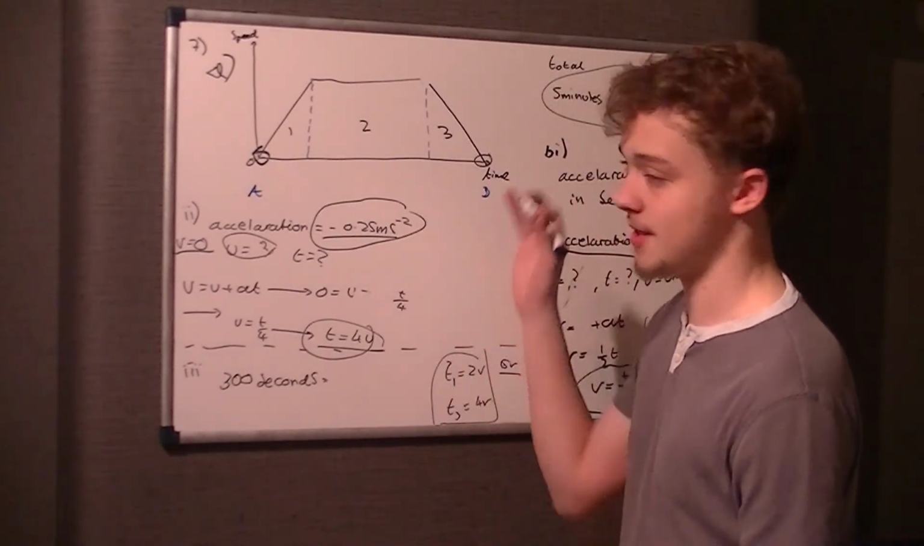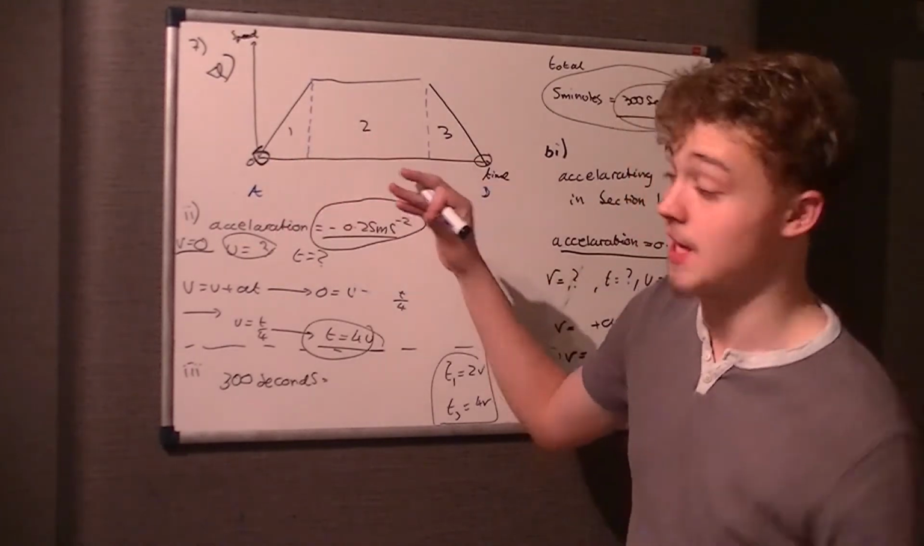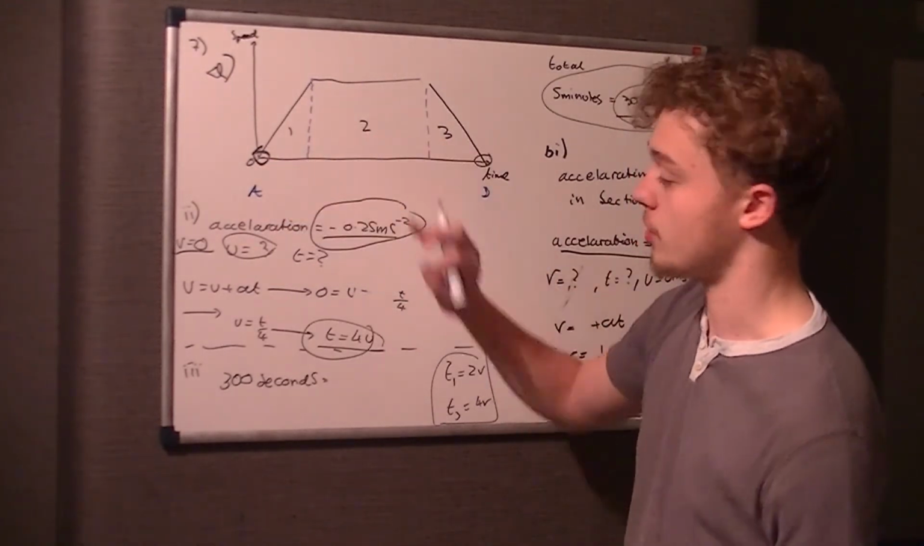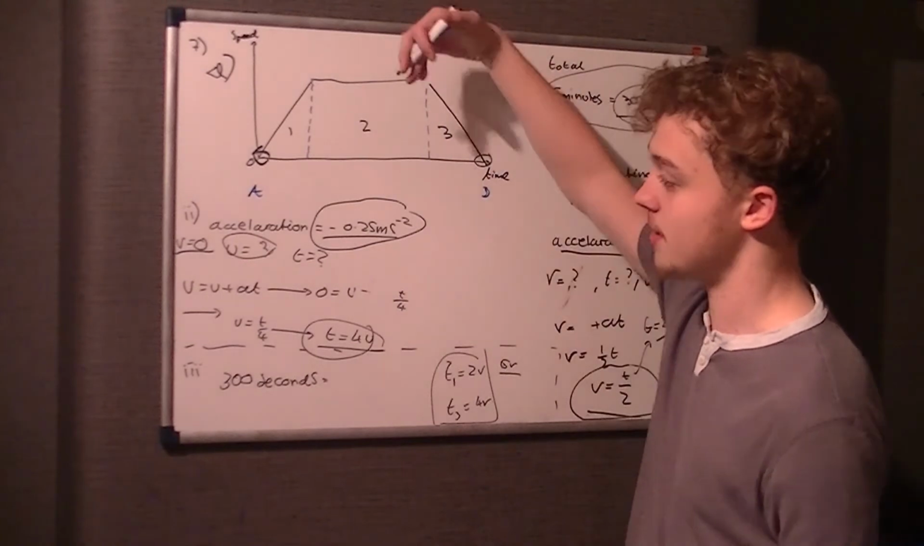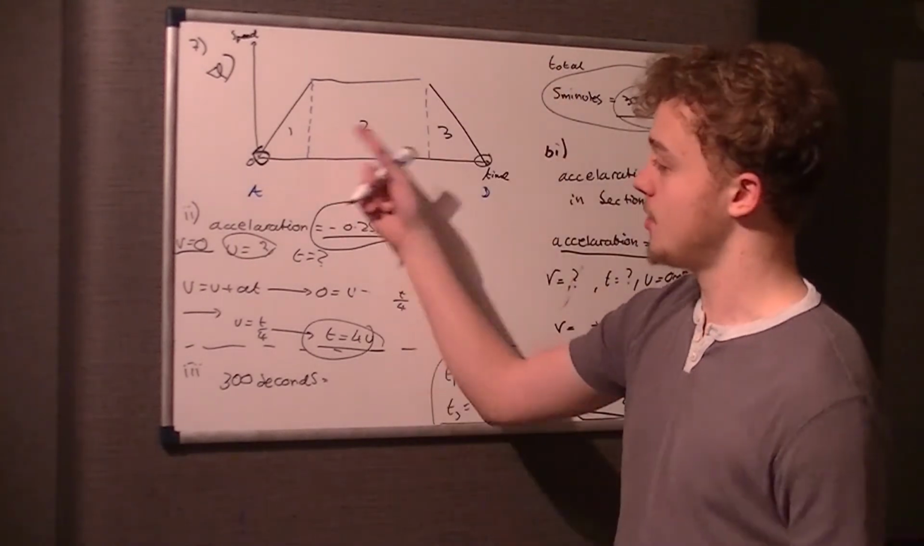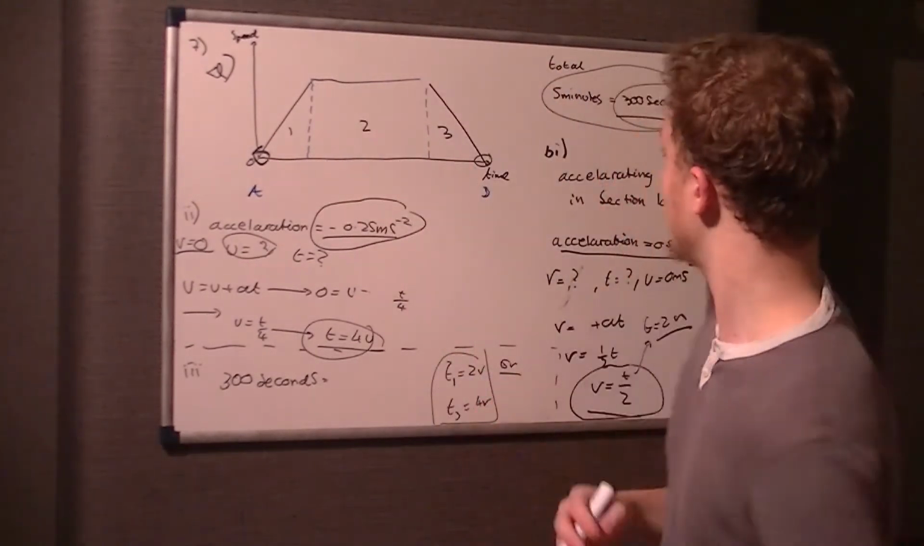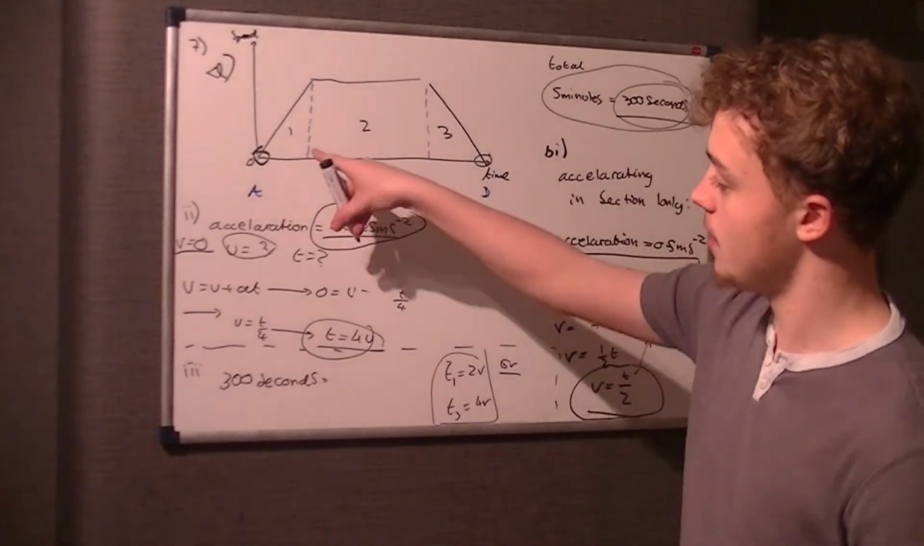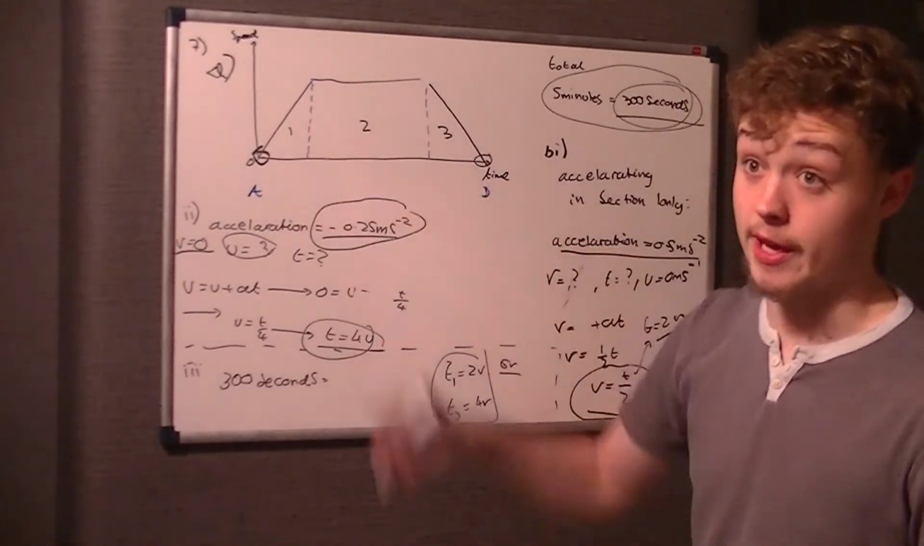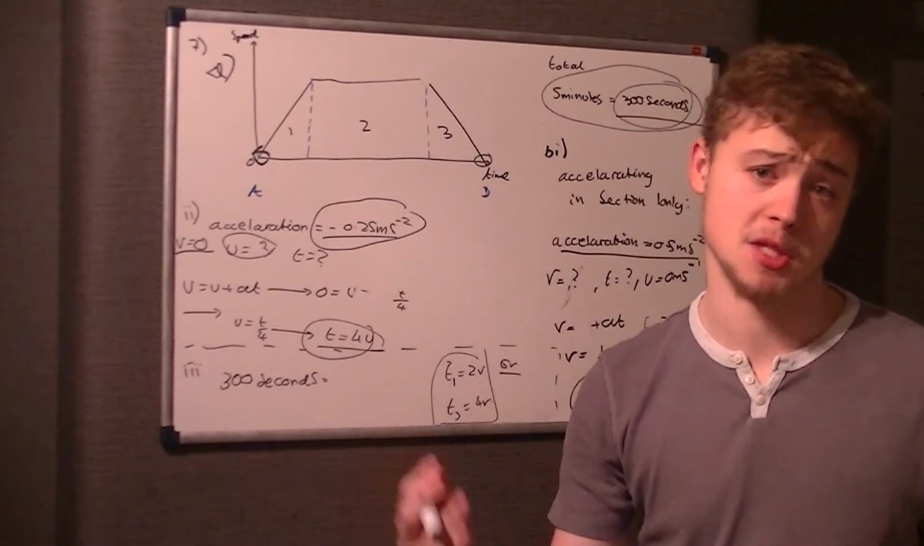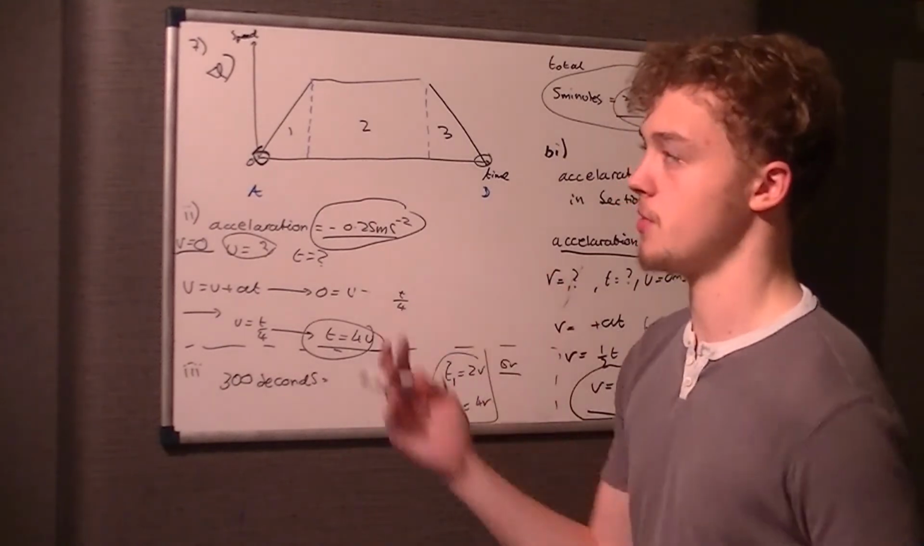So what we're saying is the time difference between the total time and the time spent in section 1 and 3 is the time spent in section 2. Basically, these three sections have to add up to 300 seconds. And we've already used 6v time. We don't know what that means, but that's just t in terms of v.